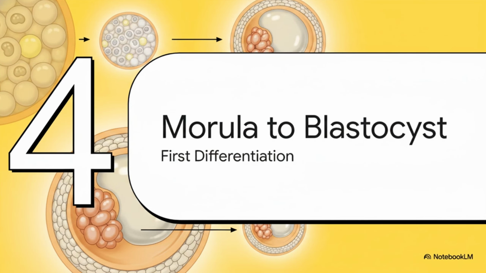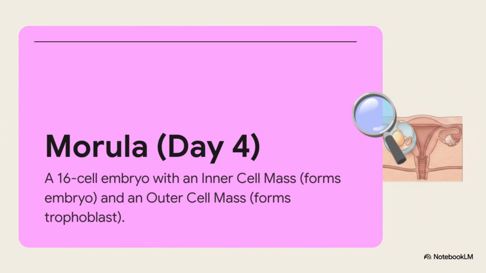So, with this newly compacted ball of cells, the embryo is ready for its next big makeover. It's going to first form a morula, and then it's going to develop a cavity inside, becoming what we call a blastocyst. By about day 4, we have a 16-cell embryo, and we call it a morula. It comes from the Latin word for mulberry because it kind of looks like one. And by now, those 2-cell populations are clearly defined. You've got the inner cell mass, which will become the actual embryo, and the outer cell mass, which forms the trophoblast, a really key component of the placenta.